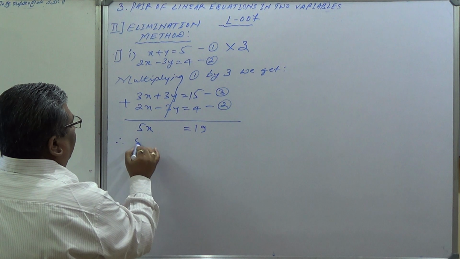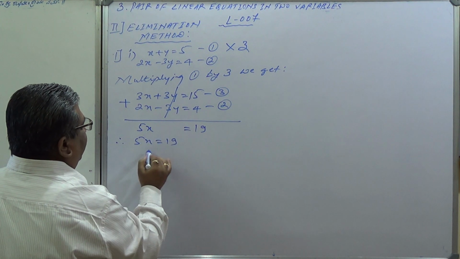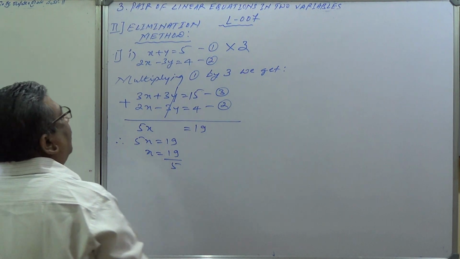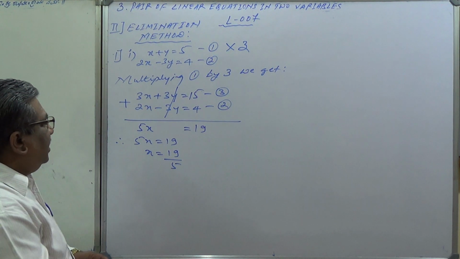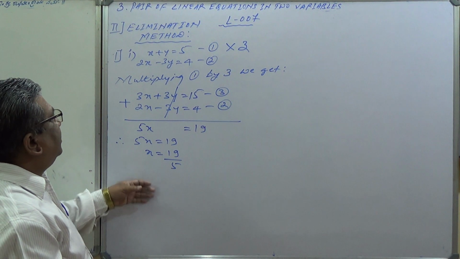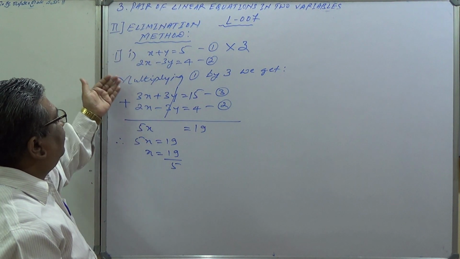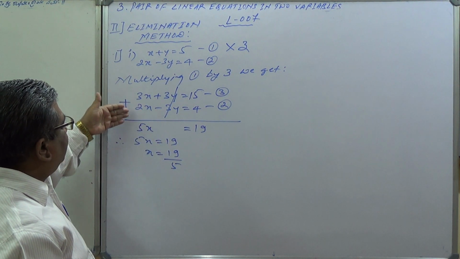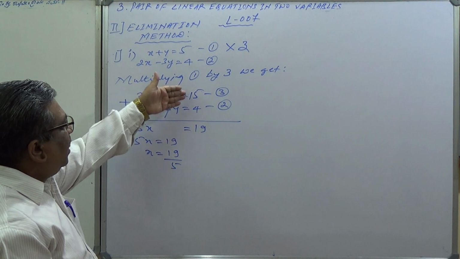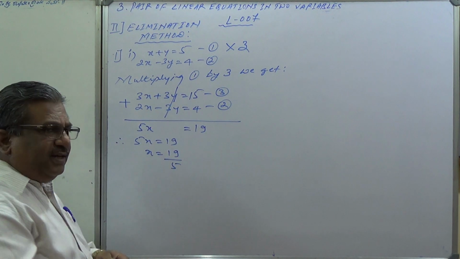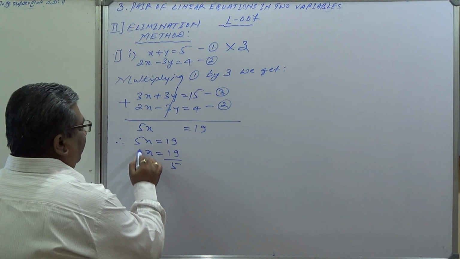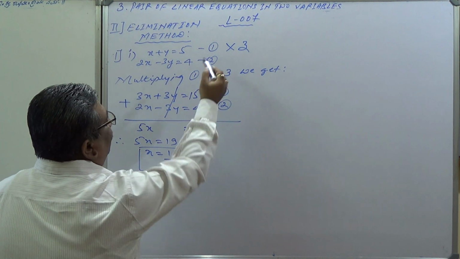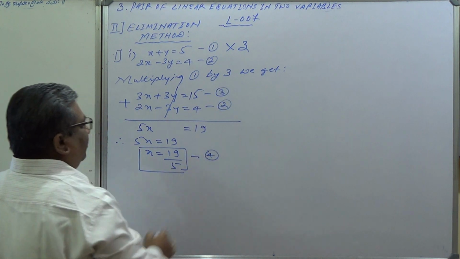Therefore, 5x equals 19, x equals 19 by 5. Check whether it is correct. We are getting some fractions here. Let's check it. 3x plus 3y is equal to 15, 2x minus 3y is equal to 4. Therefore, 3x plus 2x is 5x, 3y cancels, 15 plus 4 is 19. So, I think it should be correct. x is equal to 19 by 5. So, tag this as equation 4. x equals 19 by 5.